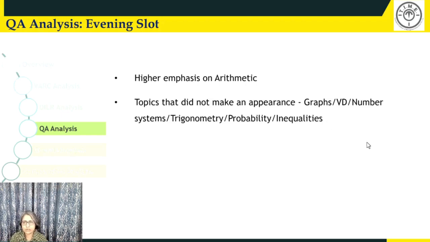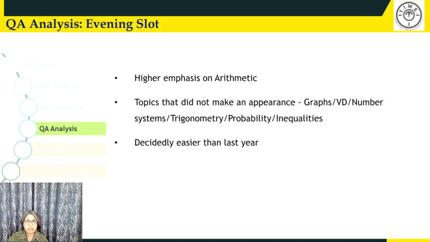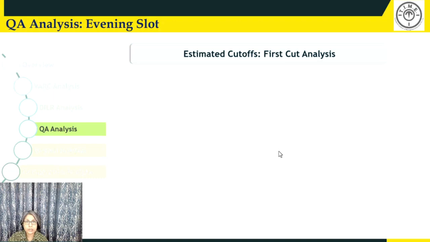We didn't have questions based on graphs, Venn diagrams, number systems, trigonometry, probability and inequalities. Typically we get very few questions over the last few years in CAT for these topics. So that was again on expected lines. We had actually this time another topic that sometimes students neglect, simple and compound interest. So there were two questions based on simple and compound interest also this year.